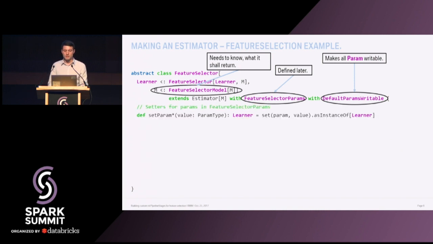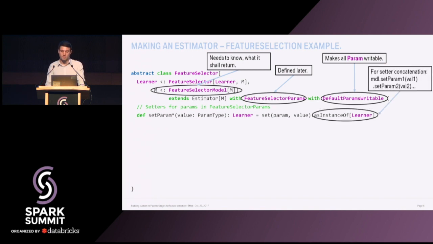The reason for that is that we want to concatenate setters. So the estimator or the transformer that uses this parameter needs to return itself, so we can concatenate those. The getters only return the value, so we can share those between transformers and estimators.